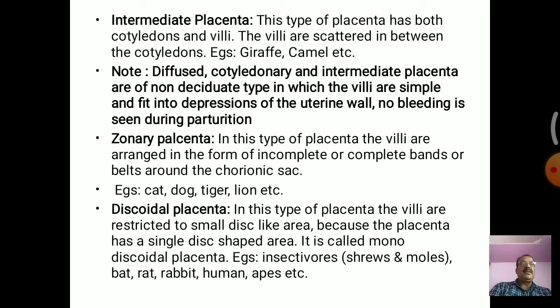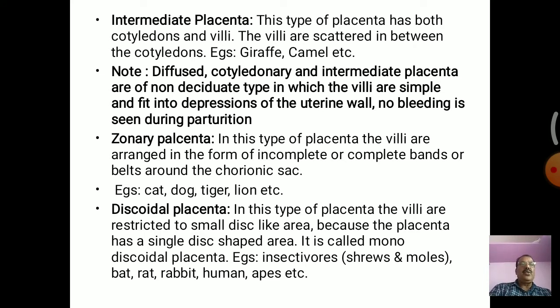Intermediate placenta. This type of placenta has both cotyledons and villi. The villi are scattered in between the cotyledons. Examples: giraffe, camel, etc. Note: diffused, cotyledonary and intermediate placenta are of non-deciduate type in which the villi are simple and fit into depressions of the uterine wall. No bleeding is seen during parturition.